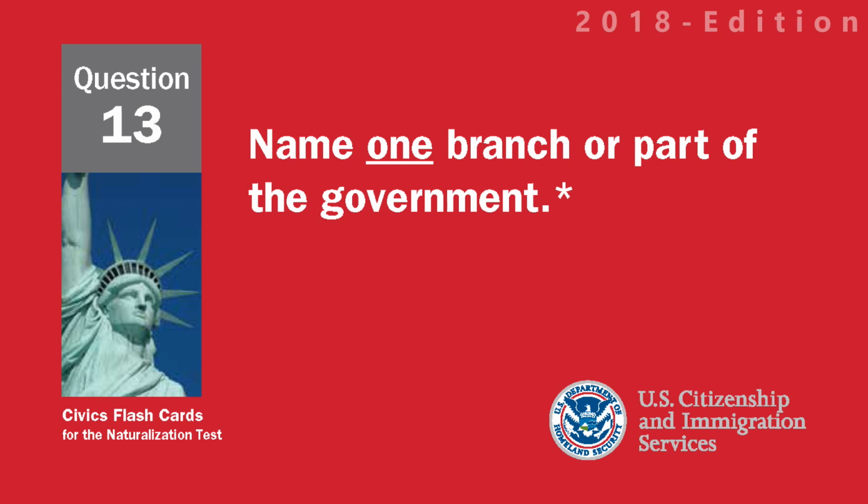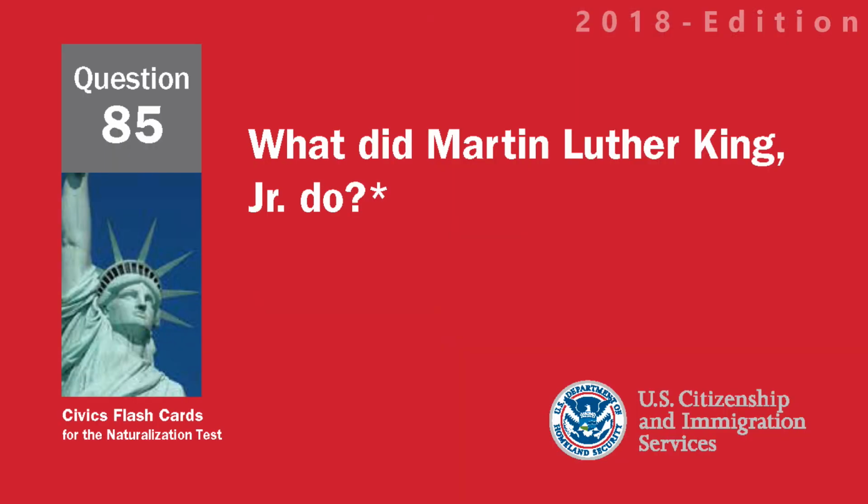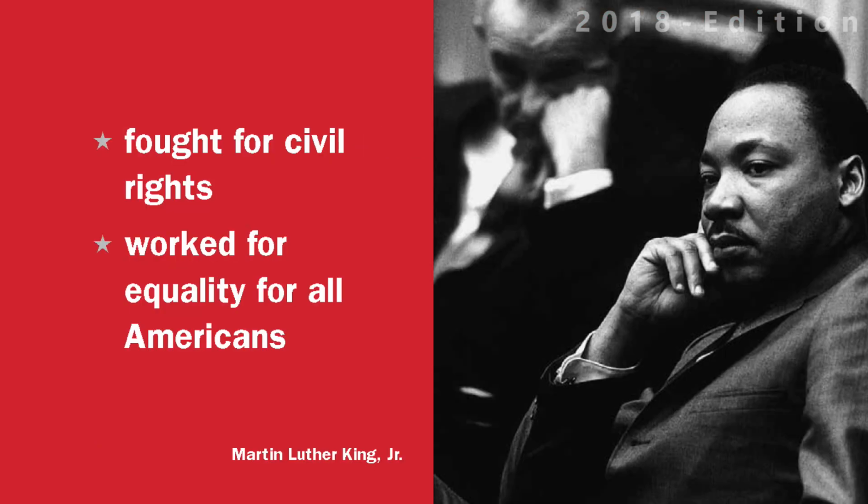Name one branch or part of the government. Congress. Legislative. President. Executive. The courts. Judicial. What did Martin Luther King Jr. do? Fought for civil rights. Worked for equality for all Americans.